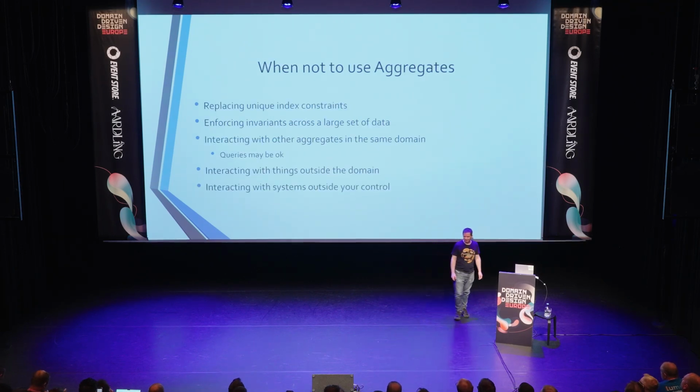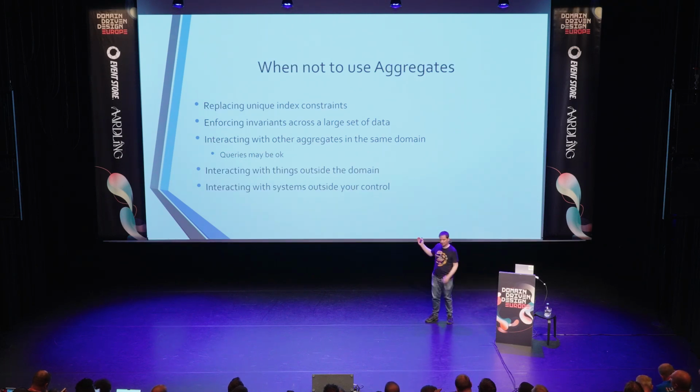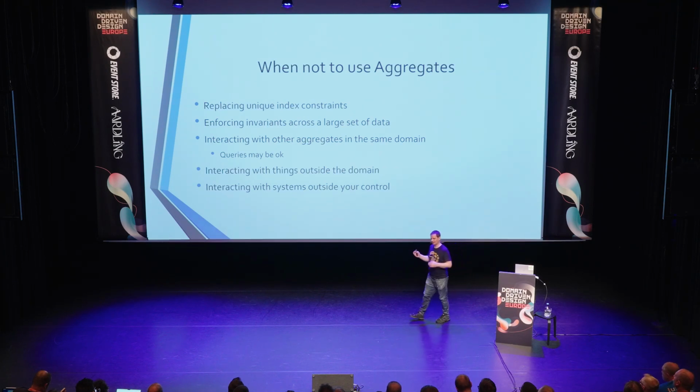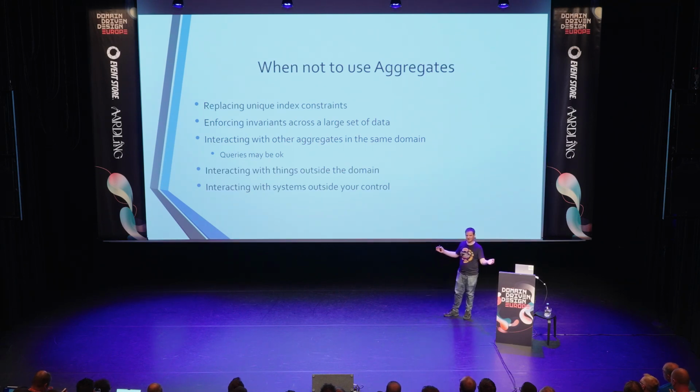When do you not use them? Replacing unique constraints. The whole username must be unique. Which comes down to enforcing invariants over a large data set, right? Interacting with other aggregates and objects in the same domain, unless you're querying. You do not want to be going in someone else's consistency boundary and playing around with it. You've just broken the boundary. In fact, what you've done is you've doubled the boundary. And the bigger your boundary gets, the harder it is to actually do things with it.